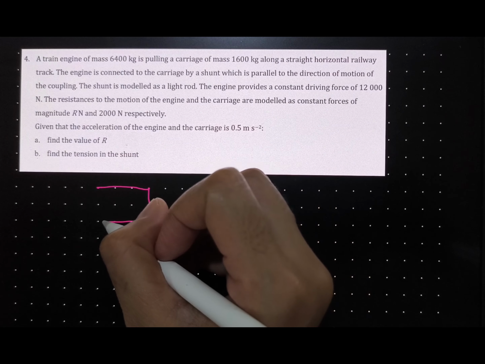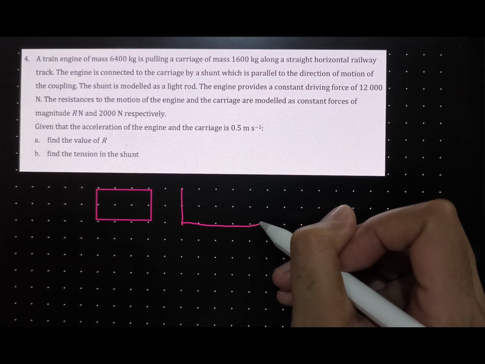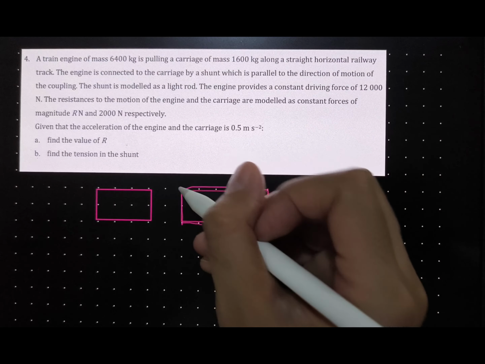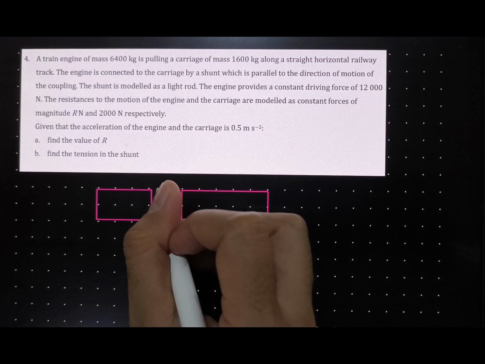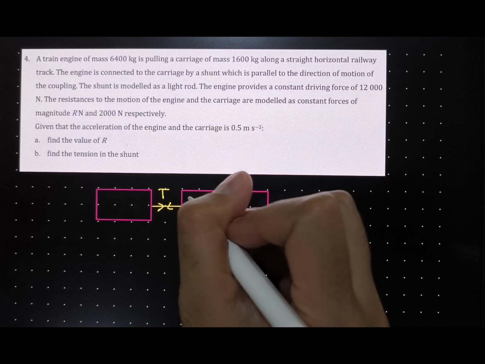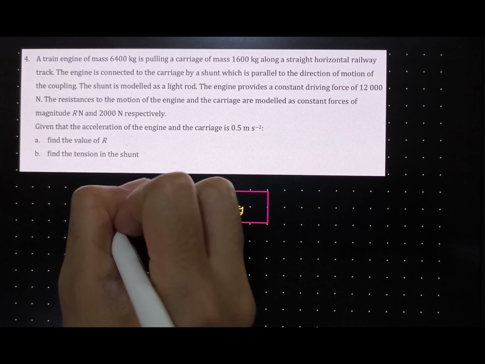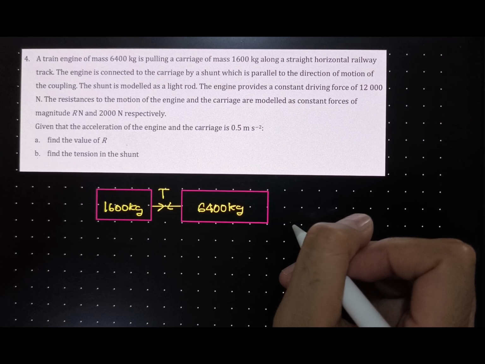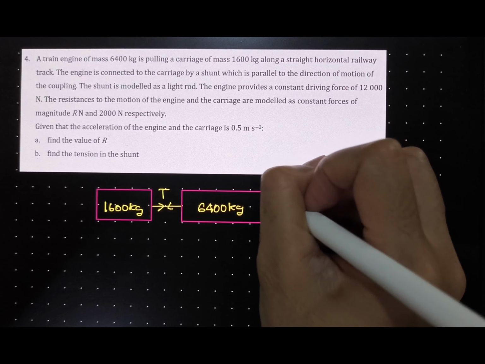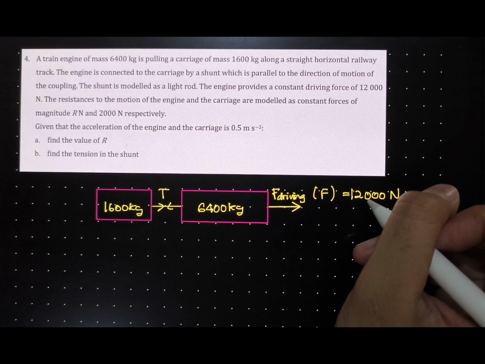First, let's identify the given information from the question and draw a force diagram acting on both the train and the carriage. I have drawn two boxes. One represents the train engine with a mass of 6,400 kilograms and the other represents the carriage with a mass of 1,600 kilograms. I also added a tension force because they are linked. The train has a driving force F of 12,000 Newton.